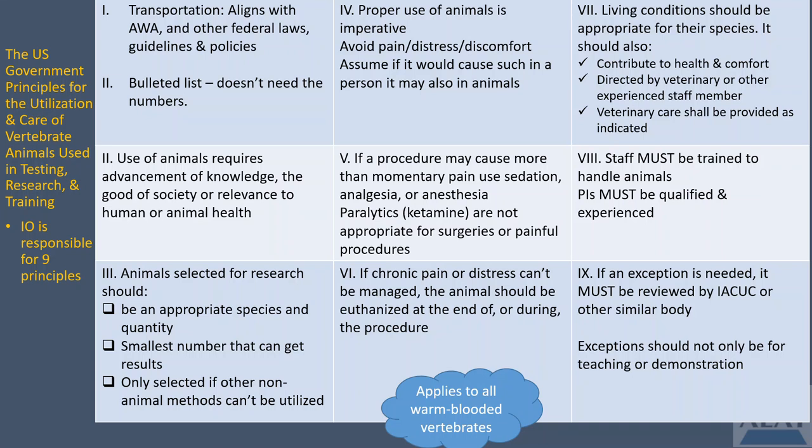Personnel qualifications. Ensure that all personnel are qualified and trained in animal care and handling. Exception review. Any exceptions to these principles must be reviewed and approved by an independent committee, such as the IACUC.